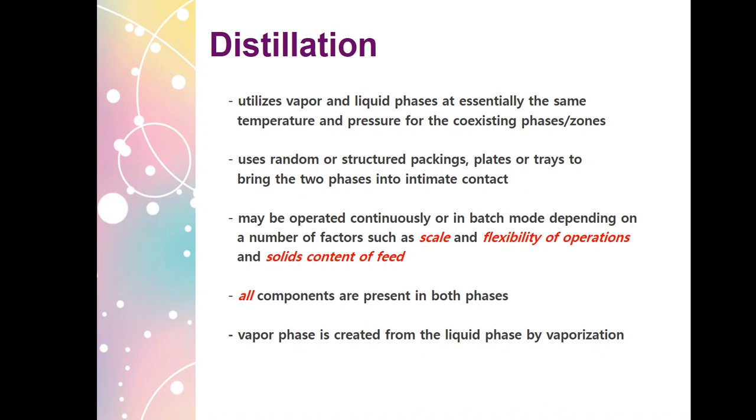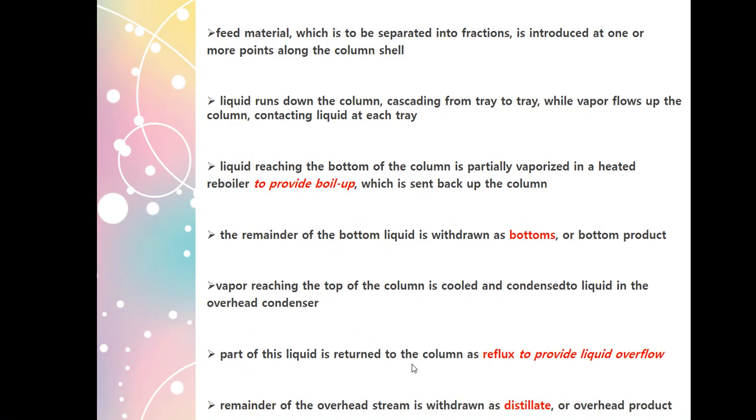Now, take note that all components are present in both phases. And why is this that all components are present in both phases? It's because this time, contrary to the last unit operations that we have discussed, the vapor phase is just created from the original liquid phase, which is the feed. So the vapor was created from the liquid phase feed by the process of vaporization.